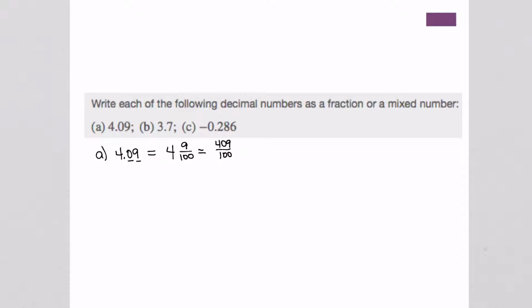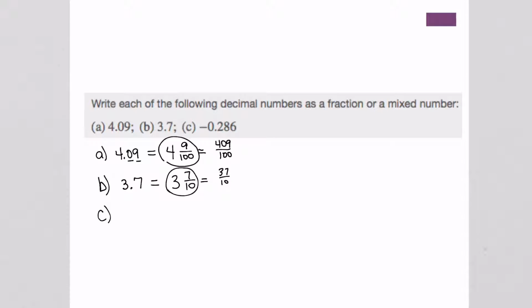On part B, we have 3.7, so that's the same thing as 3 and 7 tenths. That's one answer. That's the mixed number. If you want the improper, remember, just multiply the 10 times the 3 and add the 7. Really, as far as this question is going, we're actually looking for this right here. I'm just showing you how to change that into an improper as well.